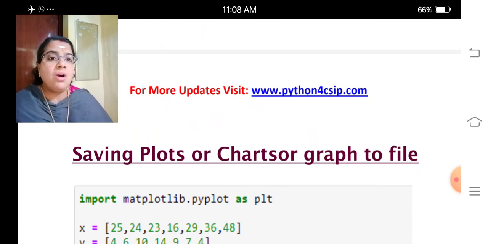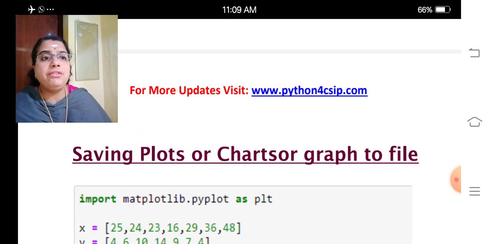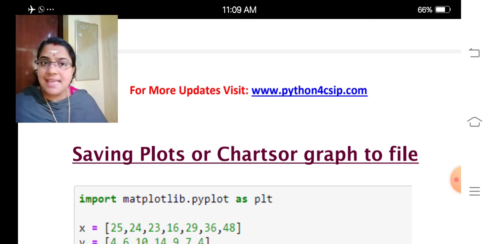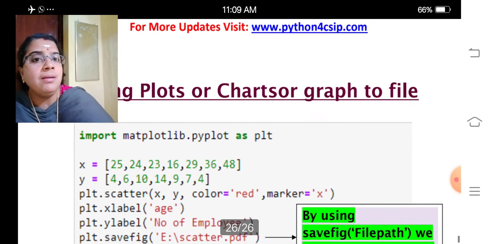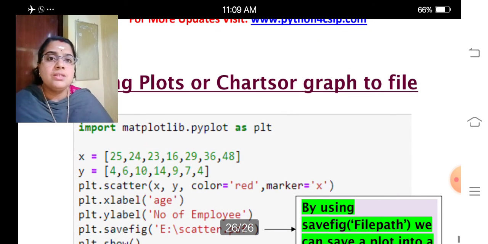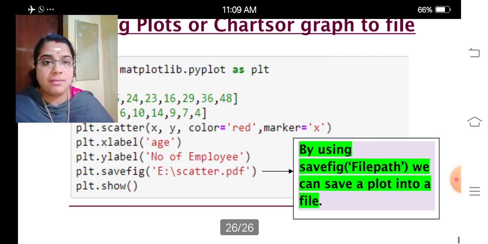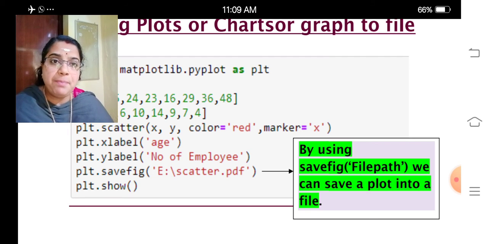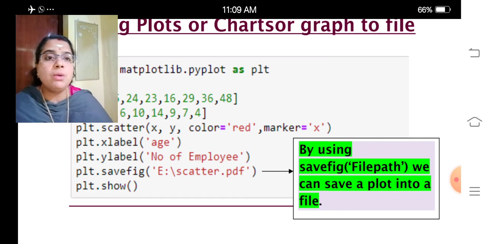Saving plots or charts or graphs to a file. How to save all these drawn graphs, so that we can use them for future reference? Here I plotted a scatter chart and I used a function called savefig. Within that I provided the path. By using savefig with the file path, we can save the plot into a file.